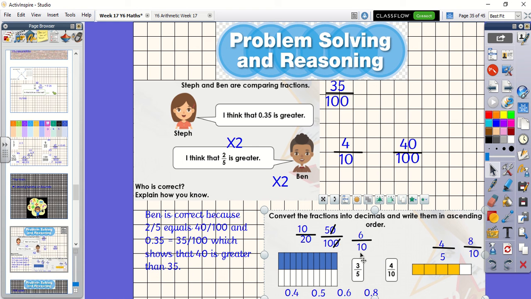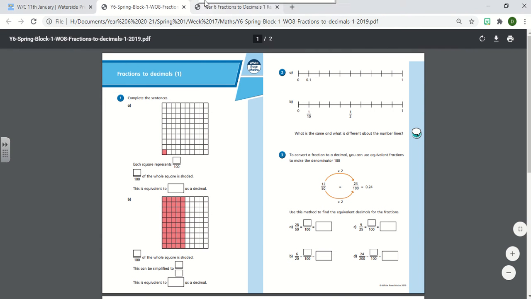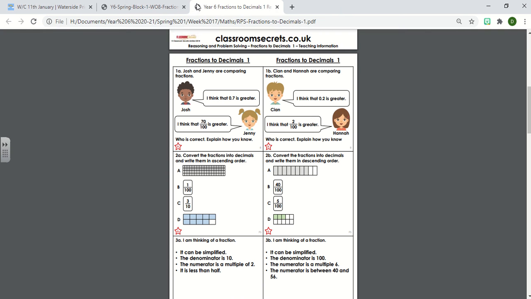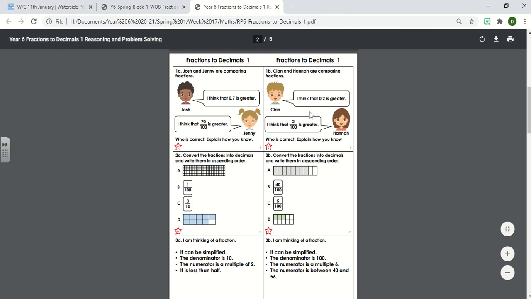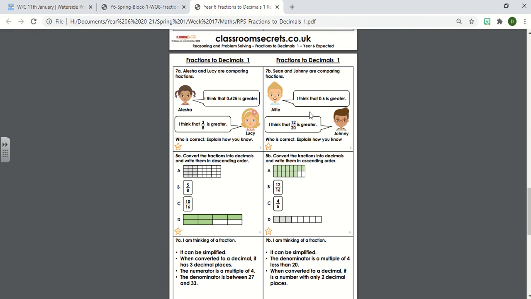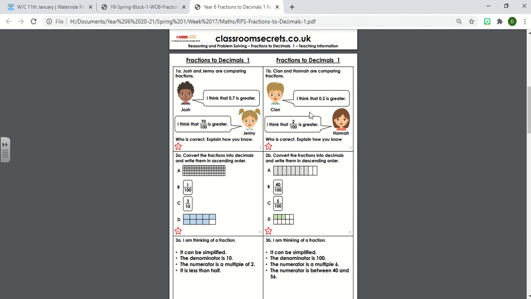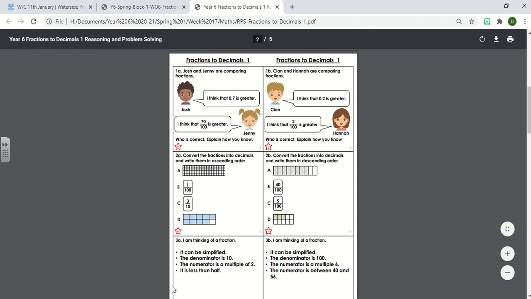Lots of working out there, but not too difficult maths to complete. Some nice and easy multiplications to do there, just to make sure our denominators are either 100 or a 10. Okay, so your problem solving and reasoning work, converting fractions to decimals. Bronze, questions 1, 2 and 3. Silver, questions 4, 5 and 6. And gold and platinum, questions 7, 8 and 9. Remember, for the problem solving and reasoning questions, you only need to do 3 questions, please.